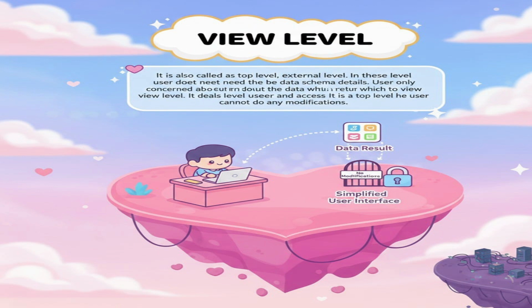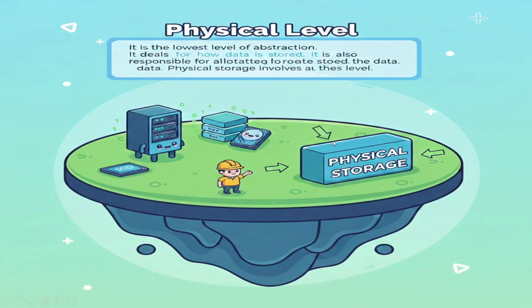So first is the view level. The view level is also called the top level, or external level. At this level, the user does not need the data schema to be detailed; the user is only concerned about the data which is written back to the view level from the logical level and physical level. The view level deals with the user and access. It is the top level of data abstraction. Here in the view level, the user cannot make any modifications on the database.